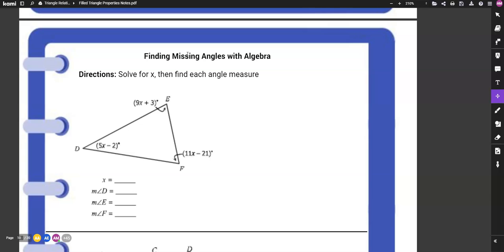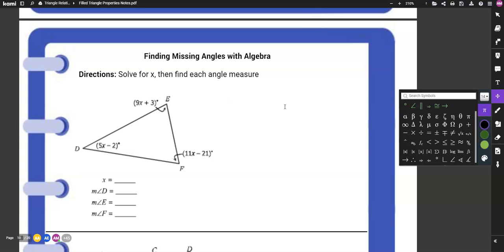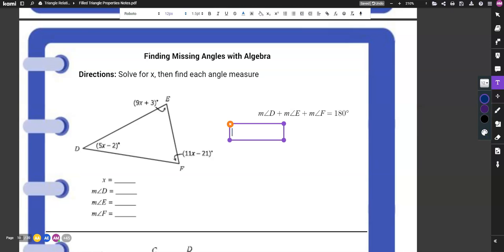All right, now we're going to use some algebra to find some missing angles. First of all, we're going to look at our picture, triangle DEF, and they gave us expressions for each of the angles. So because the sum of the interior angles of a triangle is 180 degrees, we know that the measure of angle D plus the measure of angle E plus the measure of angle F is going to be 180 degrees. So we're going to substitute in the expressions that we have here for them.